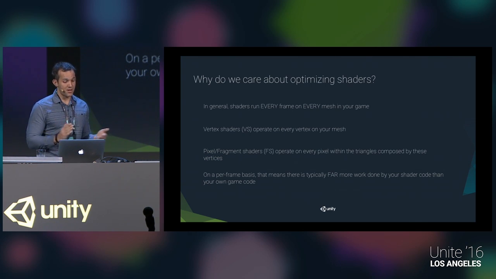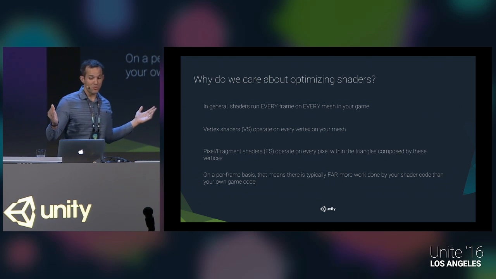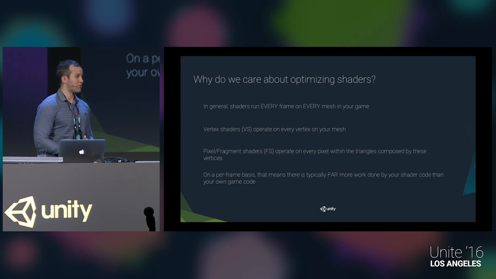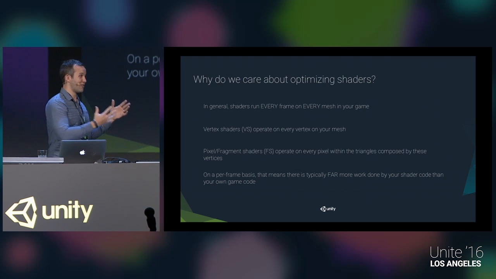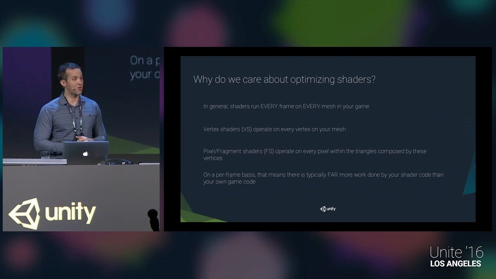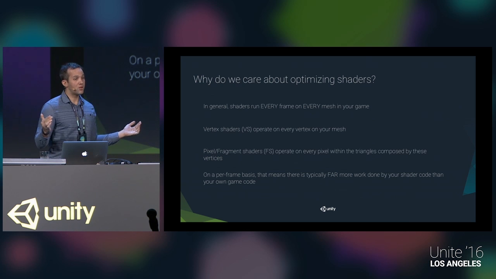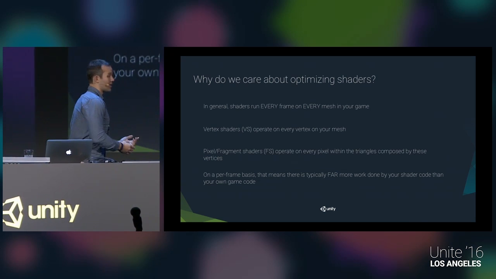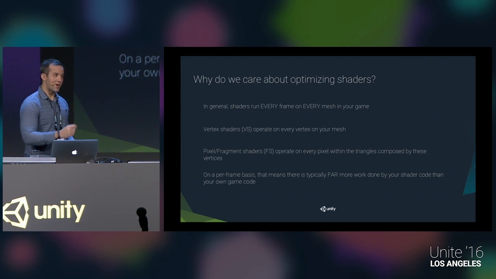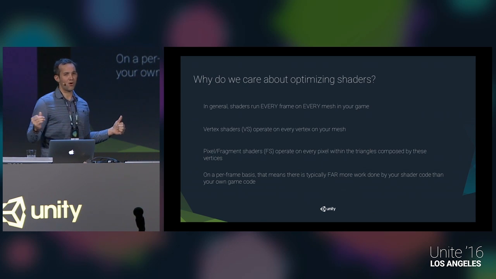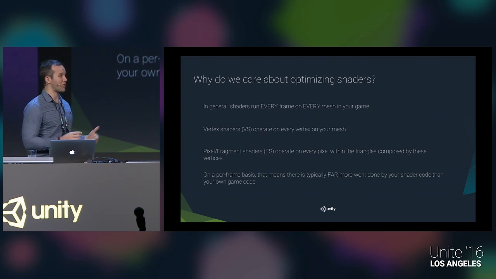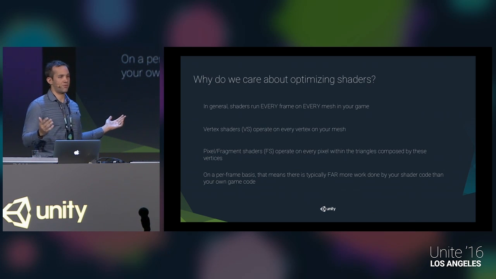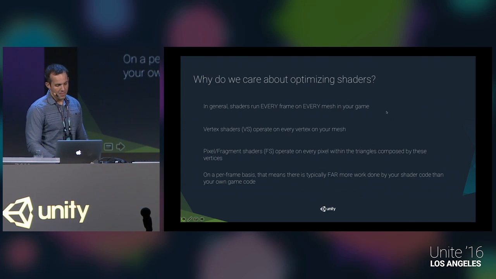And then pixel fragment shaders operate on every single pixel within the triangles composed by these vertices. So again, if you're starting to do a lot of crazy math and work inside of a pixel shader, just realize that's going to run potentially millions upon millions of times. Because as we said, a 1080p screen has 2.8 million pixels. That's if you only write to each pixel once. If you are drawing complex scenes with tons of objects on top of each other, you could be doing 5 to 10x that or more.